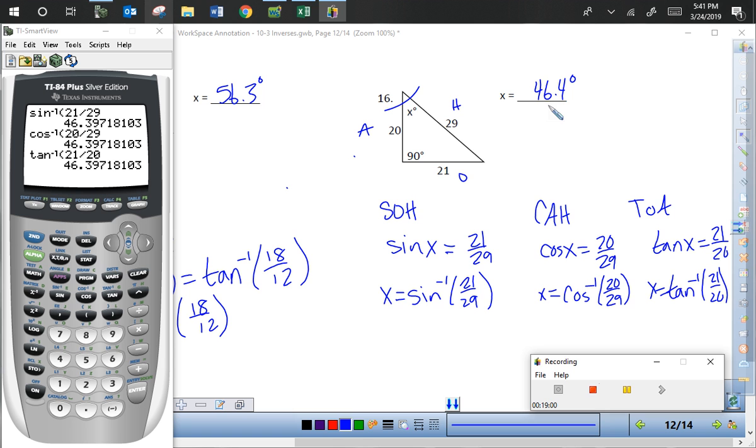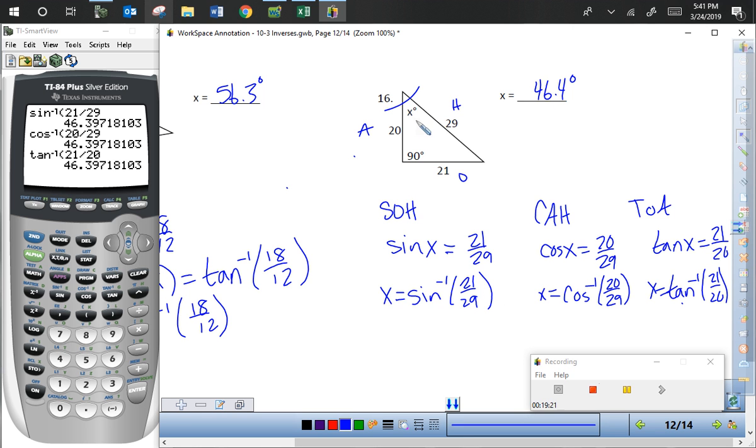You'll notice every single time here we had to use the inverse. That's because our x was on the inside of the triangle. When you're solving for an angle, the x, the unknown, is on the inside. We'll always use the inverse. When we're solving for a side using SOHCAHTOA, that's when we use the regular sine, cosine, tangent.